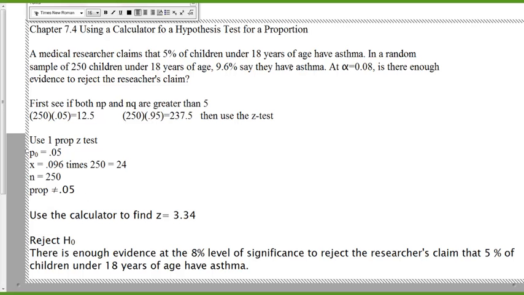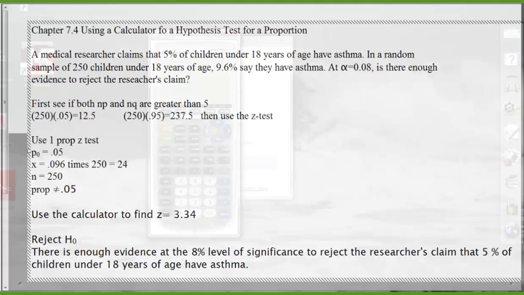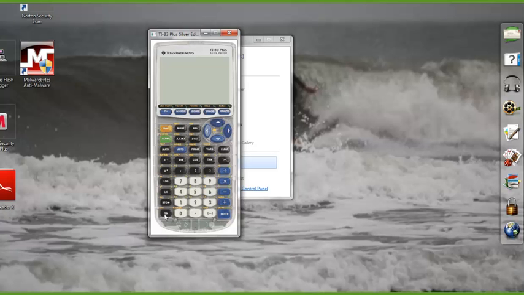If it said it was less than 0.05 or more than 0.05, then I would use a less than or a more than. But since it doesn't say either one of those, it's going to be not equal. So this is what the calculator is going to give me, and I'm going to show you how to do that on the calculator. So I'm just going to minimize this, and I'm going to look at the calculator. So let's go to the calculator.